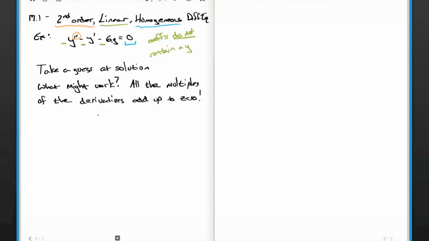How about y equals e to the rx. So then y prime equals what? The derivative of this thing, r e to the rx, and y double prime equals, one more time, bring the other r out front, r squared e to the rx. So now it's feasible that I could add up these things and all my e to the rx's might cancel out. So let's sub into the original equation.